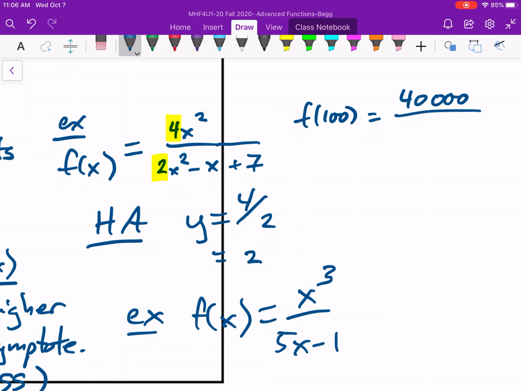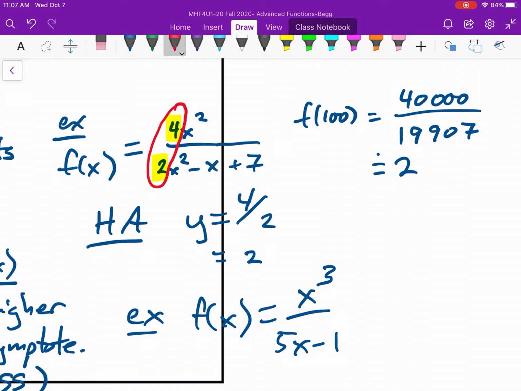But we're getting big numbers on the bottom as well. We're going to have 2 times 10,000, which is 20,000, minus 100, so 19,900, plus 7, so 19,907. I just did that in my head, so forgive me if I made a little mistake. But it doesn't matter. What you can see is when I divide it out, that's approximately equal to 2, which is really just the same as if I took the ratio of the numerator and the denominator.